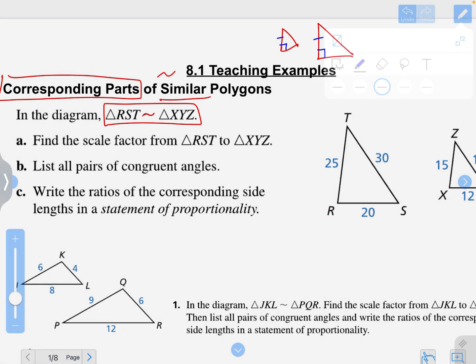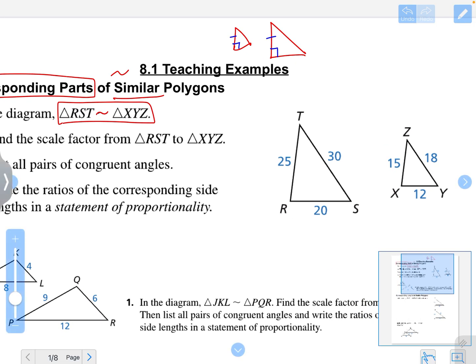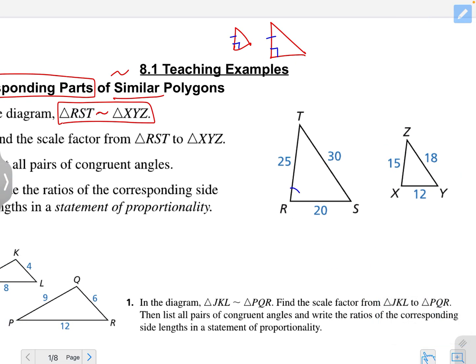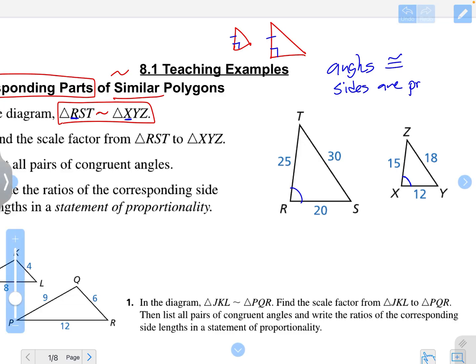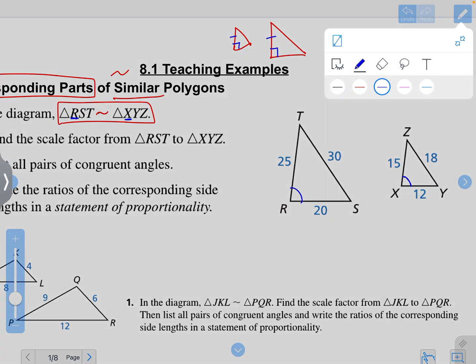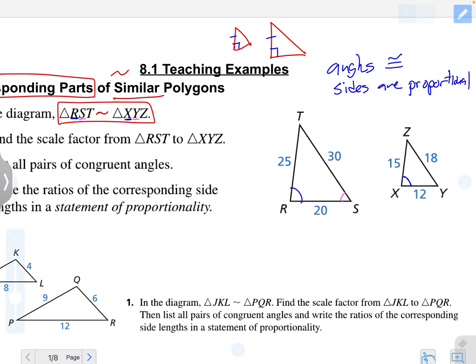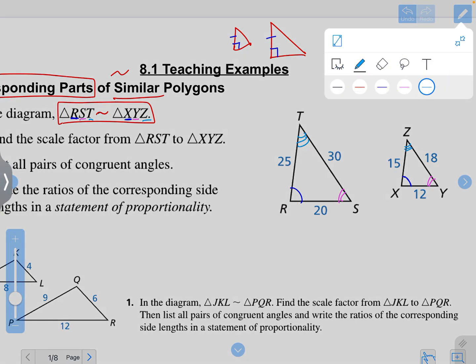So here they tell us that triangle RST is similar to XYZ. That means that angle R, because it's the first letter, is congruent to angle X, because in similar polygons, angles are congruent, sides are proportional. So then I know that S is congruent to Y, and then I finally know that T is congruent to Z. We don't know that sides are congruent, but we know that they're proportional.